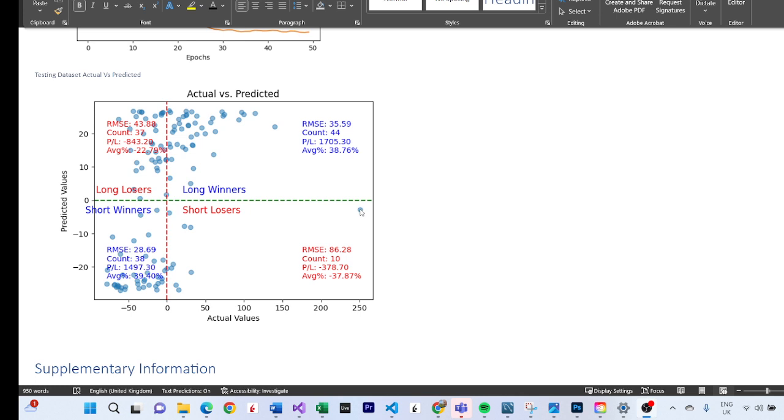There was one that was out here, a bit of an outlier. And as you can see, the P&L there is 1700, minus 845, plus 1497. If you took all those four P&Ls and added them up, that would give you the return of what the model is providing. And that would be on an equal position weight. So that shows you quite nicely how it provides it.